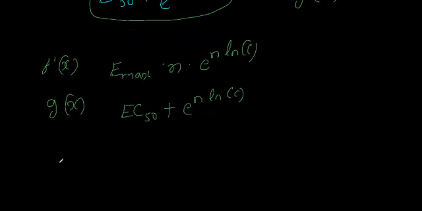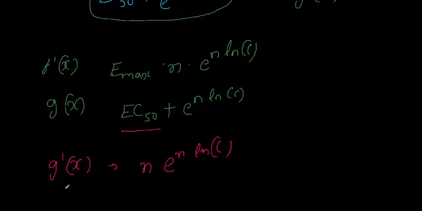Next, g prime x is nothing but, okay, g prime x, what is g prime x? As you can see here, g of x is EC50 plus e to the power of n ln of c, but EC50 is constant, right? So then g prime x will become n times e to the power of n ln of c, right? And what is f of x again? F of x is E max times e power n ln of c, right? E max times e to the power of n ln of c, just the same thing.